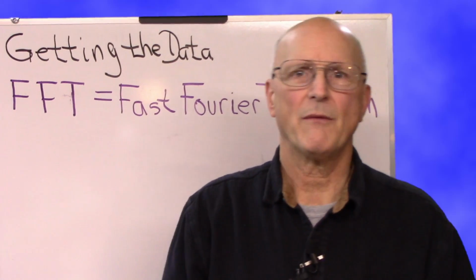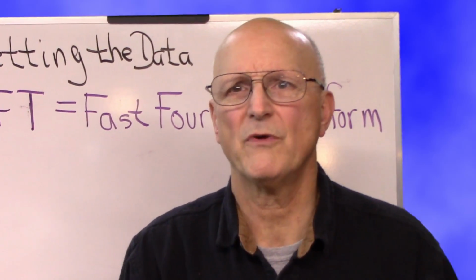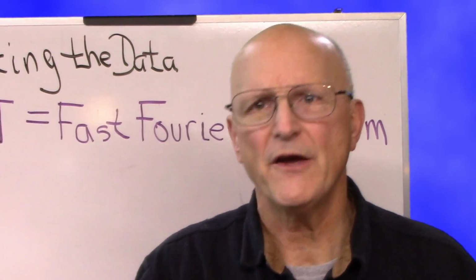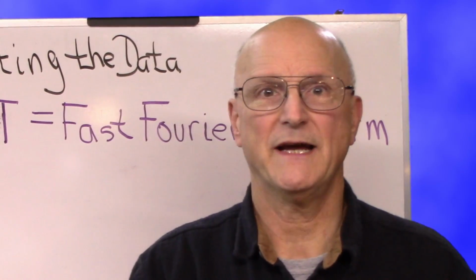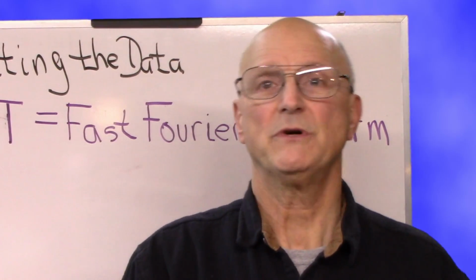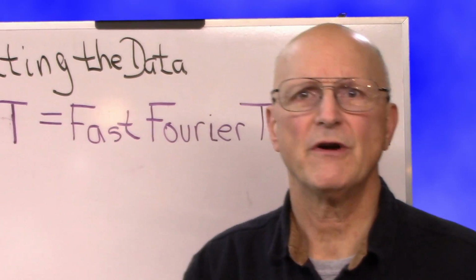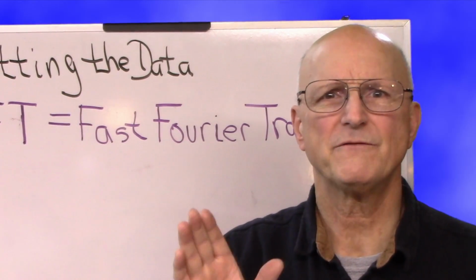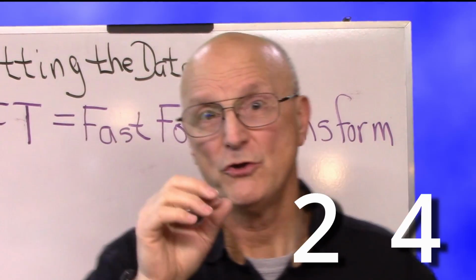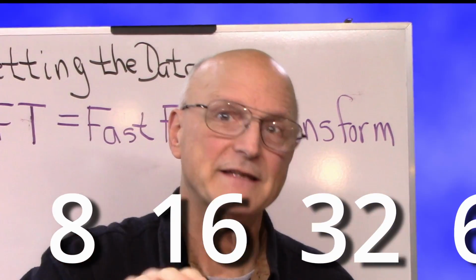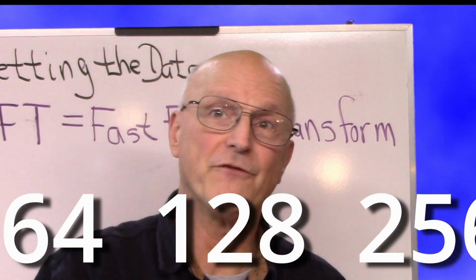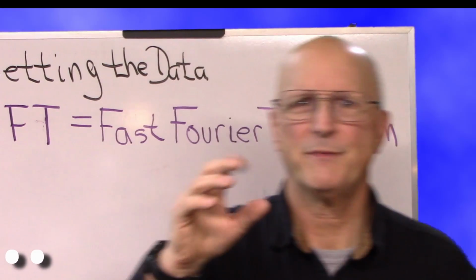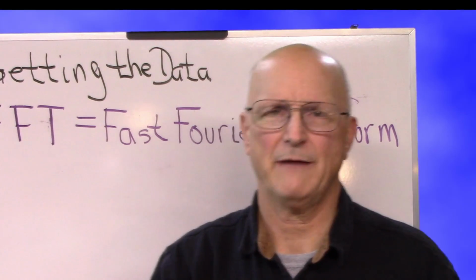In answer to this problem, some brilliant mathematician came up with a way to do it much more quickly, and the fast Fourier transform, or FFT, was born back in the mid-1960s. The input to the FFT is a number of discrete time domain samples which must be some power of 2 samples long. So you could have 2 samples, 4 samples, 8, 16, 32, 64, 128, keep on going, 4096, but it has to be a power of 2 samples long.